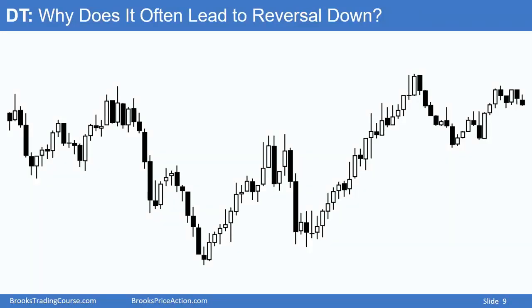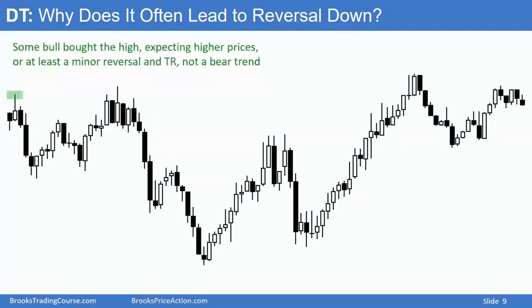A double top, why does it often lead to a reversal down? Let's say there was a rally here. Some bull bought this high. Every price on every chart, there was a bull and a bear. Somebody bought and somebody else sold, taking the opposite side of the trade. This bull bought here, thinking the market was going to go higher. Or he thought that if it reversed down, the reversal would be minor, and then the bull trend would resume and he'd be able to get out around his original price. He was not expecting a bear trend.